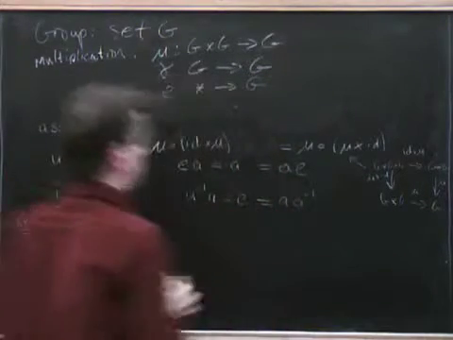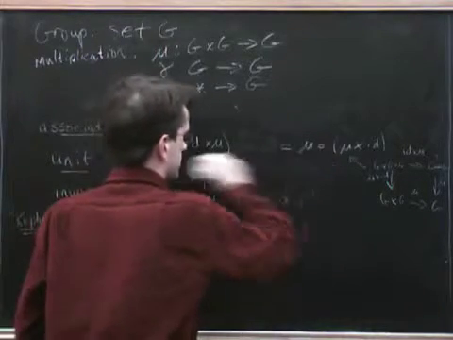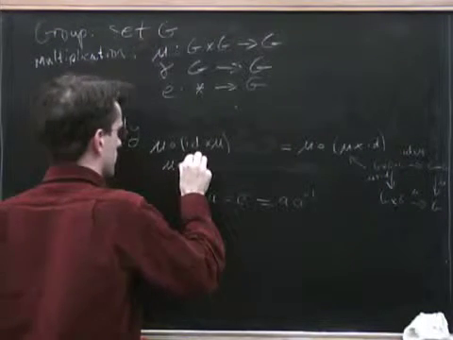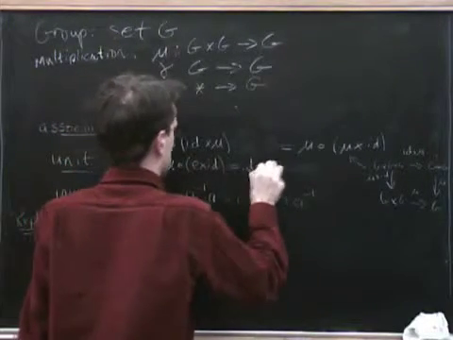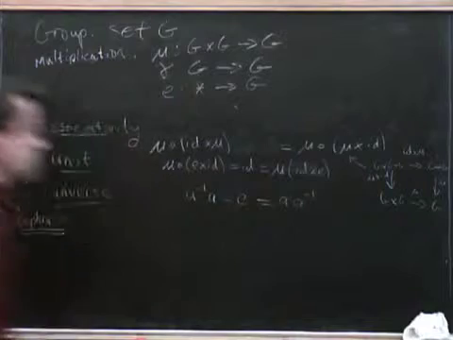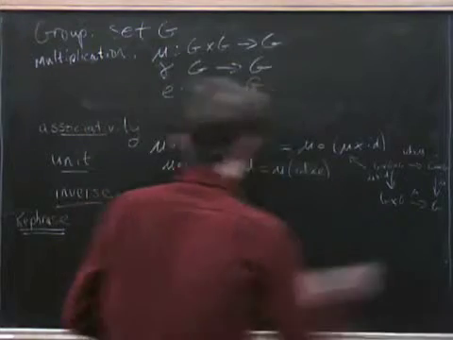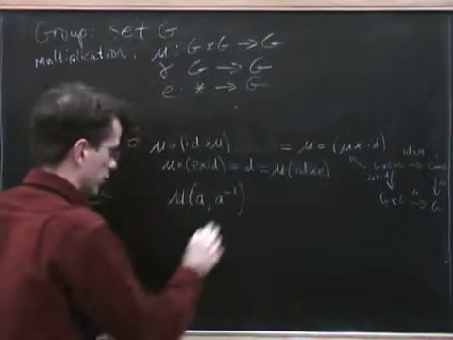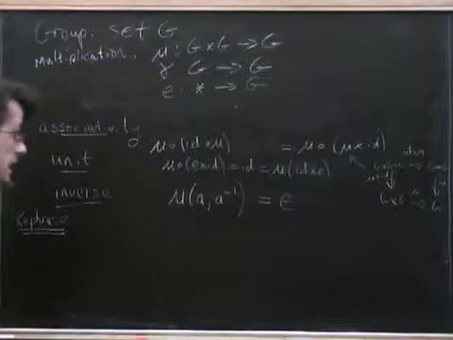The unit, I can just replace this by saying that mu composed with E plus the identity is equal to the identity, which is equal to mu identity plus E. And the inverse is, well, I just have to be slightly careful here. If I had mu of A comma A inverse, let's just do one of them, I want that to be equal to the unit element E.